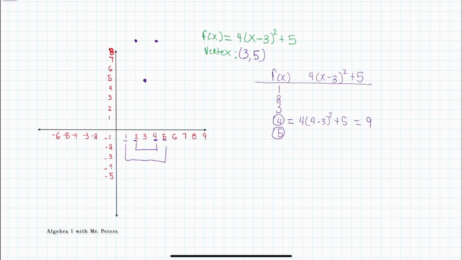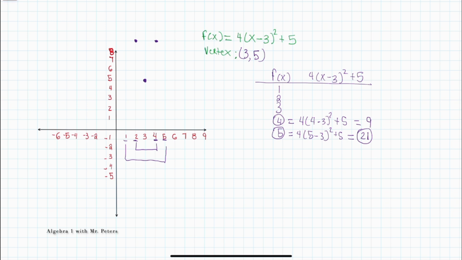So now let's say we plugged in 5. So we plug 5 in for x. And what we get is 5 minus 3 is 2 squared. That's 4. 4 times 4 is 16. 16 plus 5 gives me 21. So I know the y coordinate for when x is 1 and 5 is going to be 21.